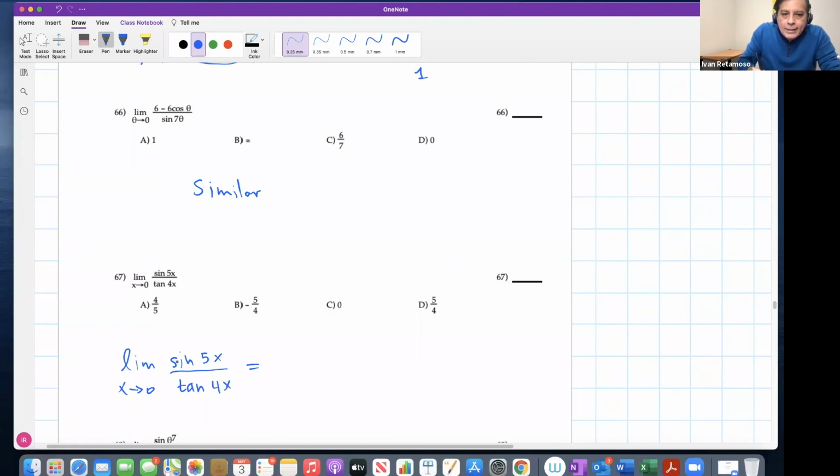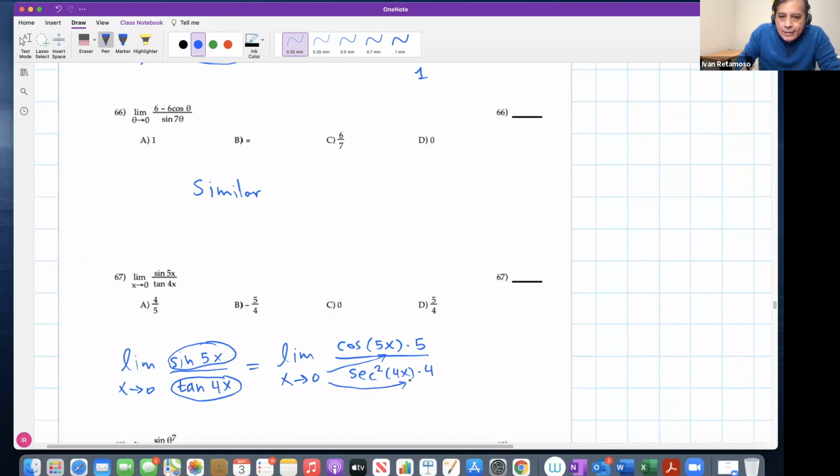L'Hopital's rule says this limit is the same as the limit of the quotient of the derivative of each of these. Derivative of sine of 5x is cosine of 5x, the derivative of the outside function, times the derivative of the inside function, 5. Derivative of tangent of 4x, remember, is secant squared of 4x, times the derivative of the inside function 4x, which is 4, right? Now L'Hopital says try the direct substitution again.